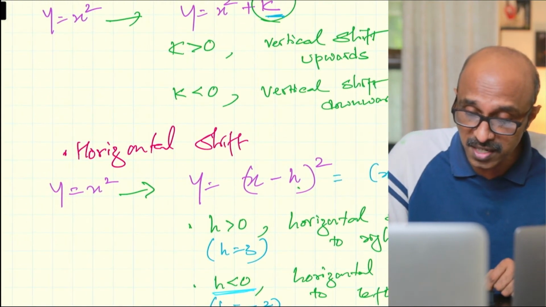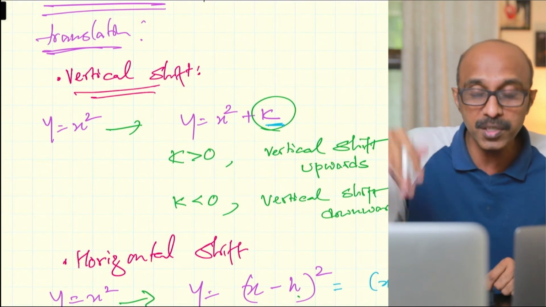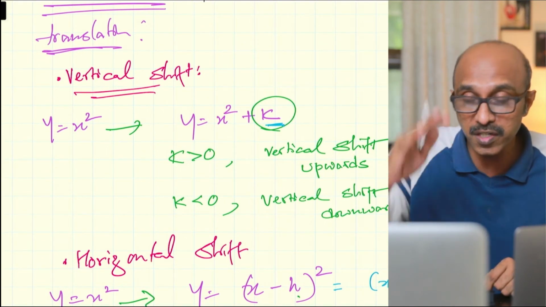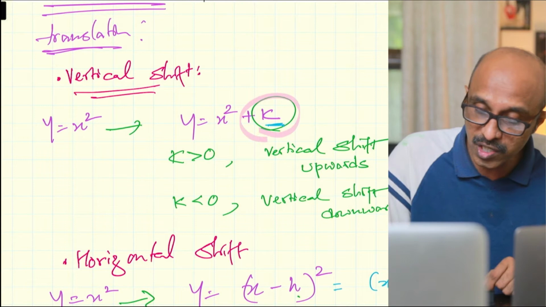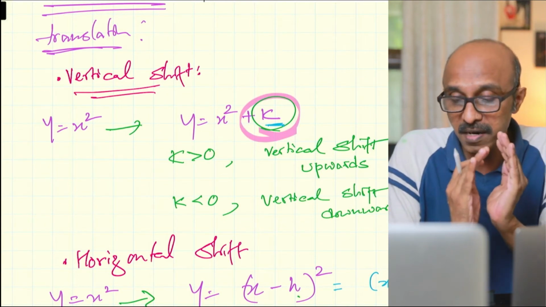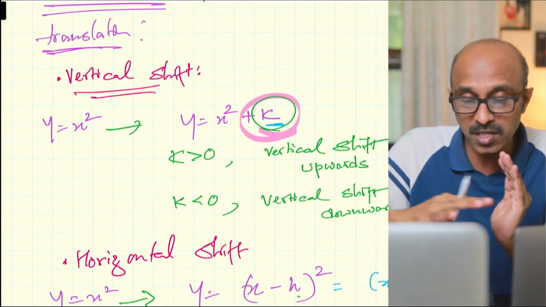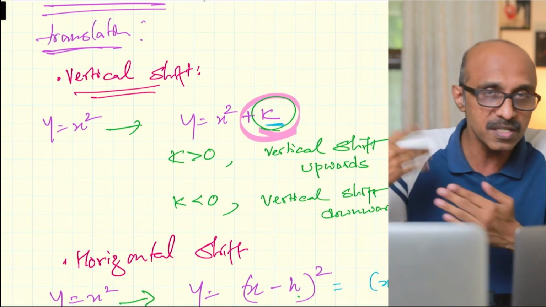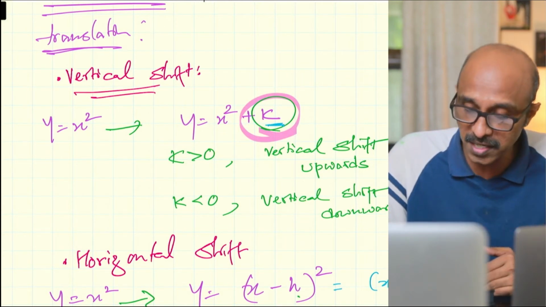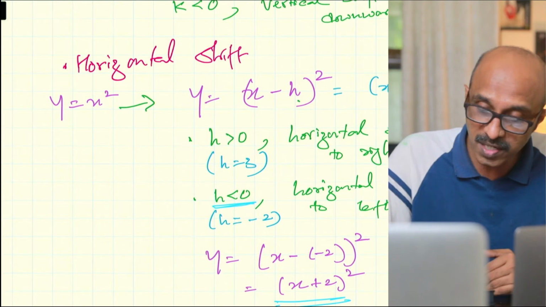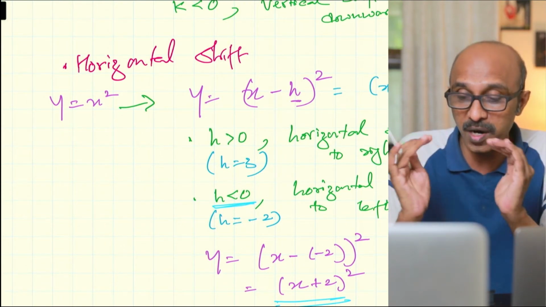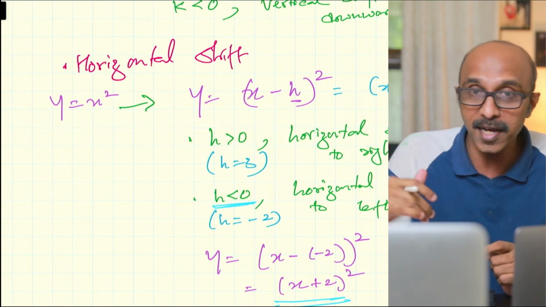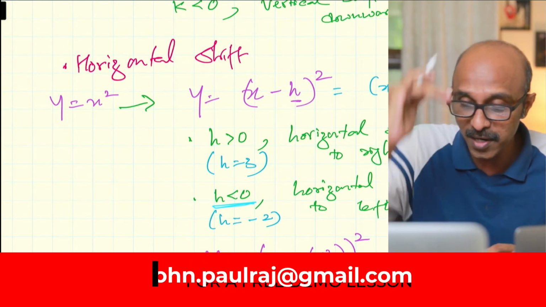So we have seen translation, both vertical translation and horizontal translation, vertical shift and horizontal shift. In the vertical shift, it was y equals x squared plus k. Notice that k was outside of that parent x squared. So it's either a plus k or a minus k, k being positive or negative. But when it comes to a horizontal shift, that number, whether it's plus 3 or minus 3, it's within that x squared. So it's affecting the x and not the y. It's affecting the horizontal and not the vertical.